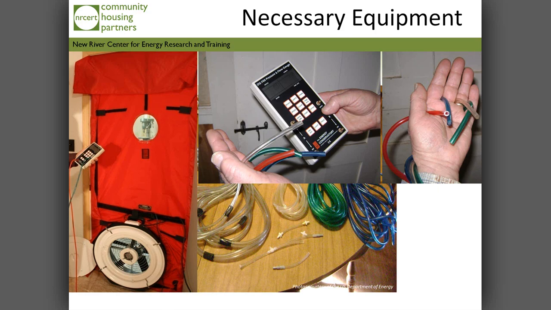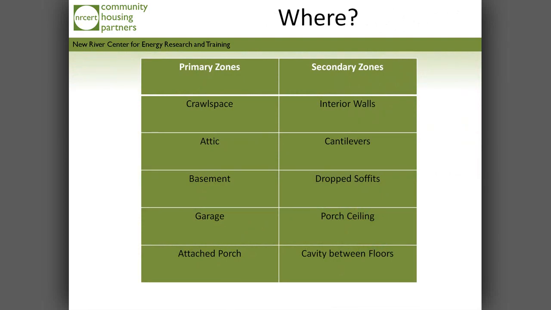So what do we need to do a zonal test? Blower door, maybe an extra manometer and an extra hose or two. And a long hose or a short hose, depending on where you're testing and what you're testing. Where are we going to be testing? Some primary zones that we always want to test is the crawl space.